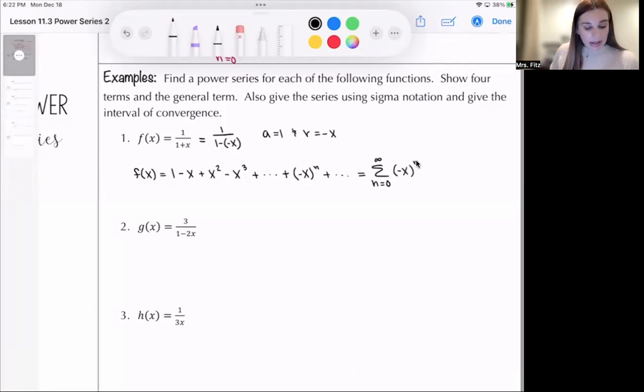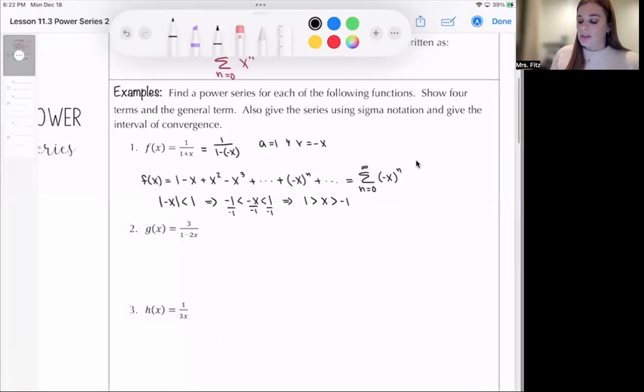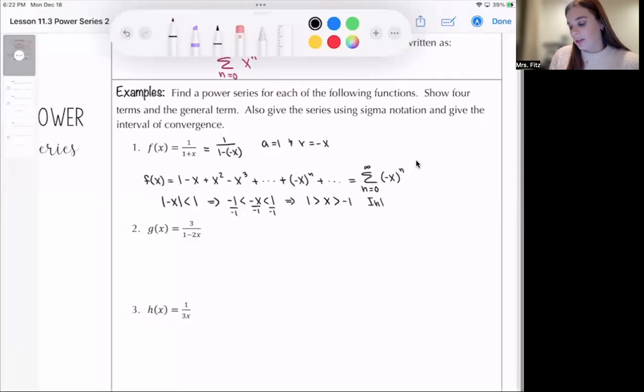Now this only converges, it only equals 1 over 1 plus x, when the absolute value of negative x is less than 1, which means that negative x needs to be between negative 1 and 1. Divide by negative 1. Therefore, we need to flip those inequalities. 1 is greater than x, which is greater than negative 1. So once again, x needs to be between negative 1 and 1. So this actually gives us the interval of convergence.